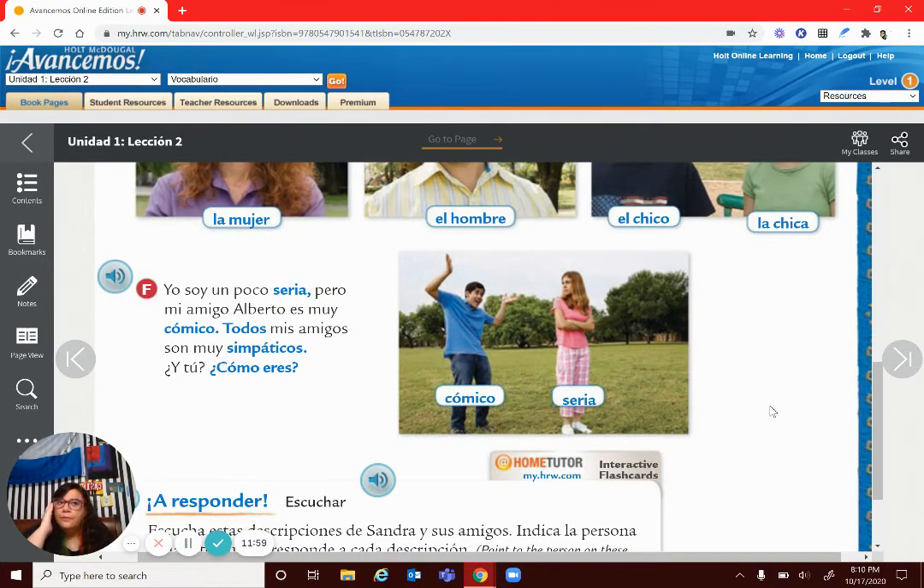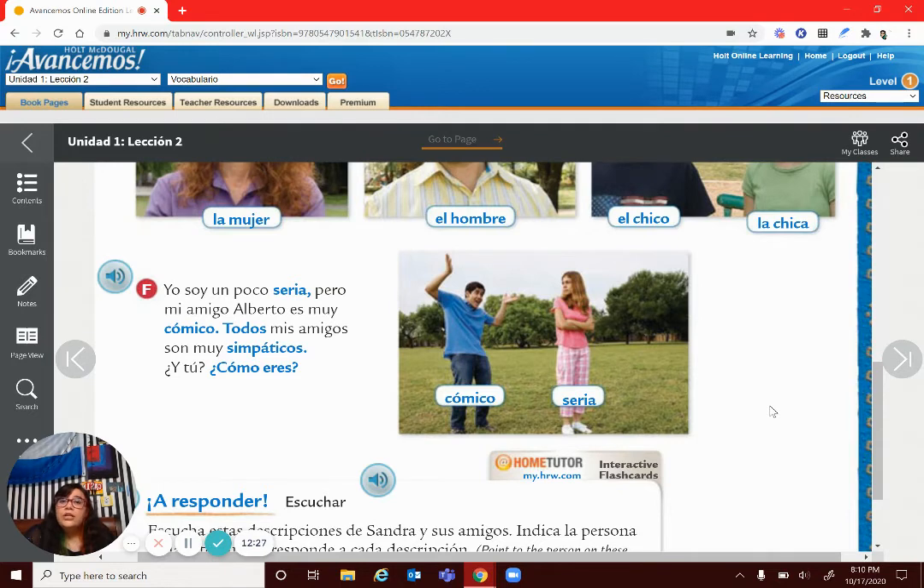Similarly, if a lot of people are a certain thing, like if everyone in your family is tall, or everyone in your family is short, whatever you're describing them as, or everyone's athletic, everyone's artistic, you have to add S's as well, because you're saying multiple people are this thing, which is why Sandra says in the last section, todos, all of mi amigos, right, all of my friends, son muy simpáticos, with an S at the end, because you're saying all of her friends are nice. It's not just like one person's nice and everyone else is mean. She's saying everyone's a nice person.